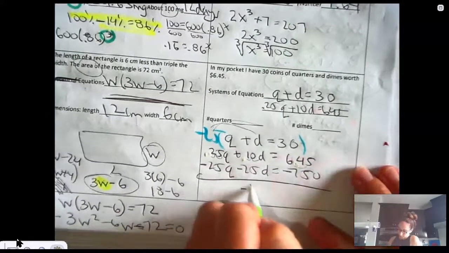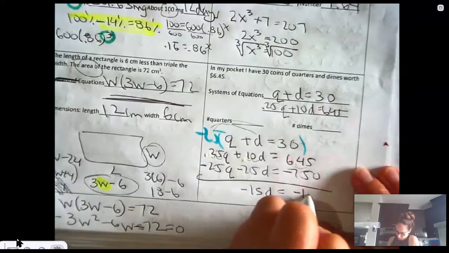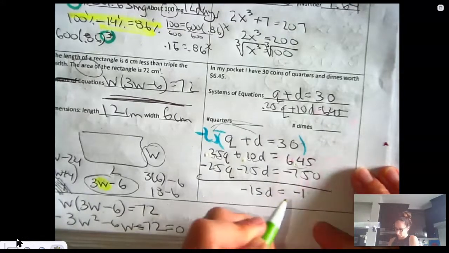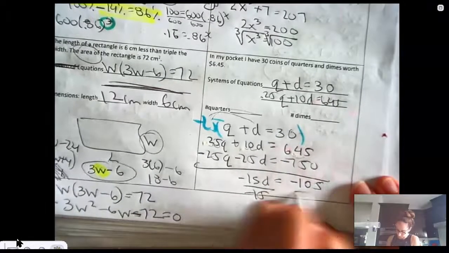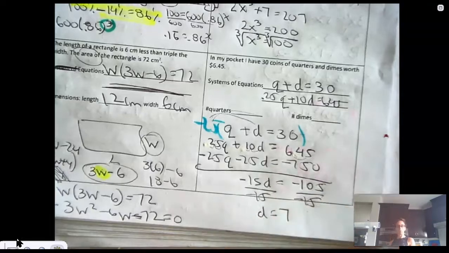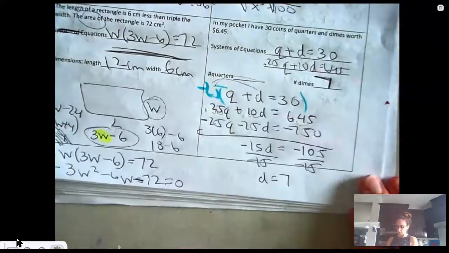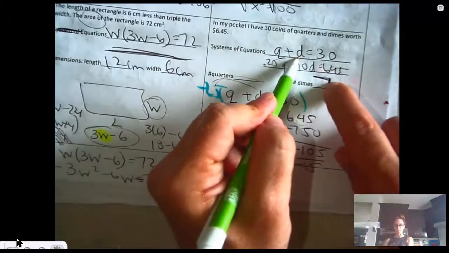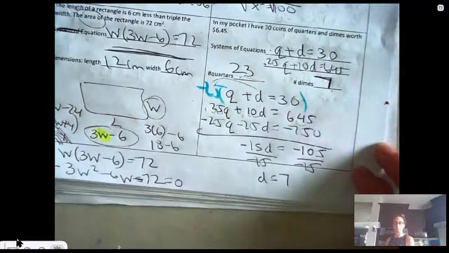And then I would get negative 15d equals negative 105. And I would divide by negative 15. D equals, I don't know, we're going to say 7. Okay? I don't know if that's right or not. So that means I have 7 dimes. So if I have 7 dimes, what do I have? 23 quarters, because 23 plus 7 is 30. All right, let's go to the next page.